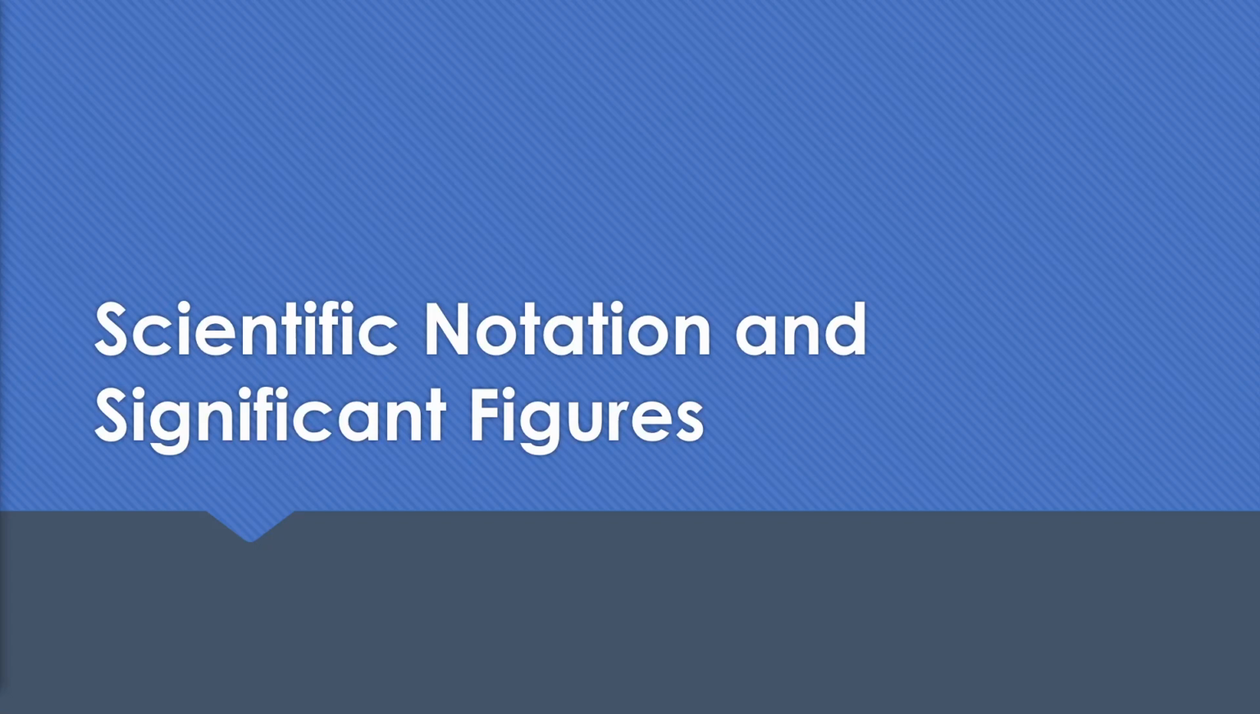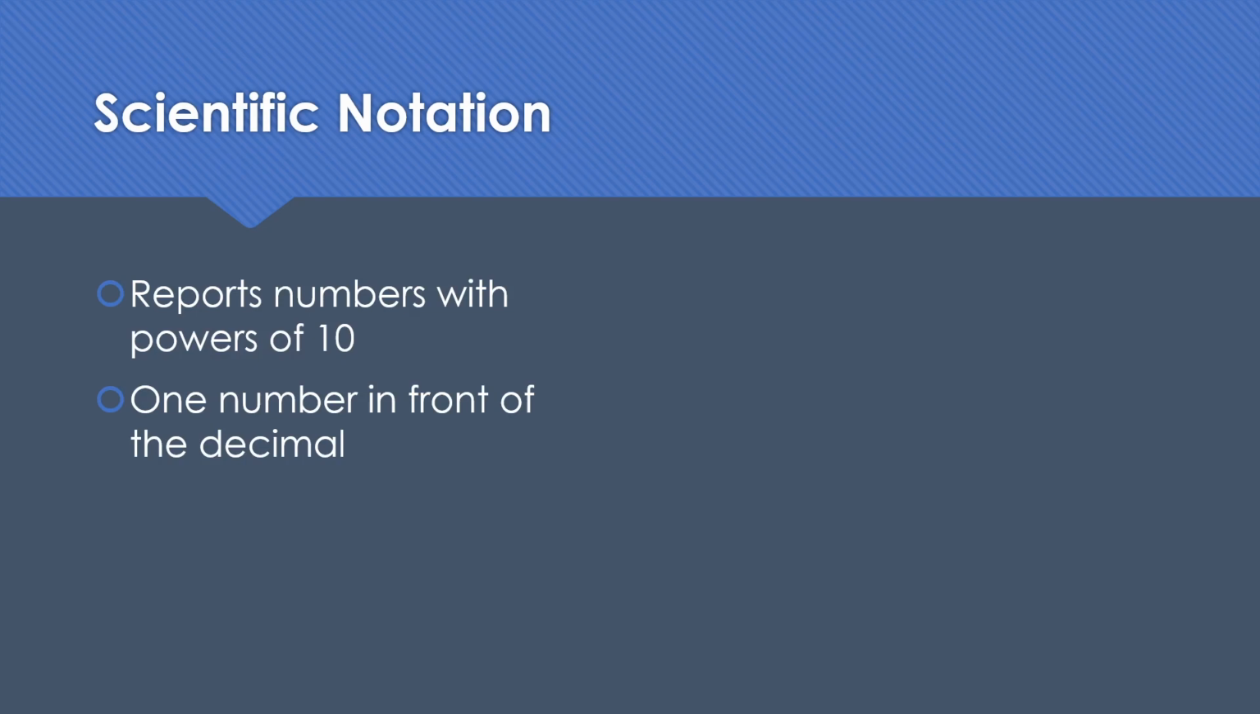So let's talk about scientific notation and significant figures. Now, scientific notation is basically a way of writing out numbers, reporting them to powers of 10. And usually you put one number in front of the decimal point. So how that looks is, let's say you have 13,984. If I wanted to report this number in scientific notation, I would put 1.3984 times 10 to the fourth.